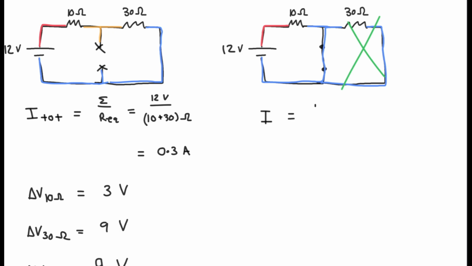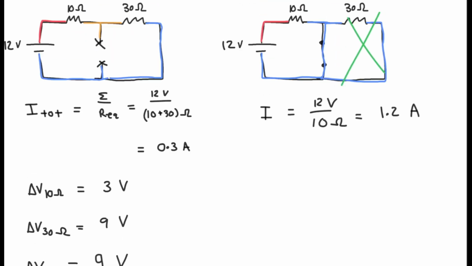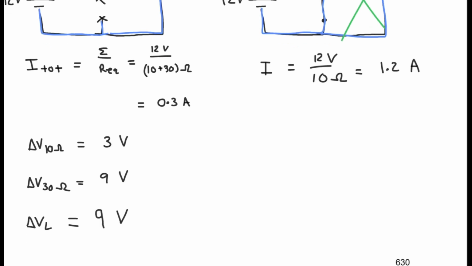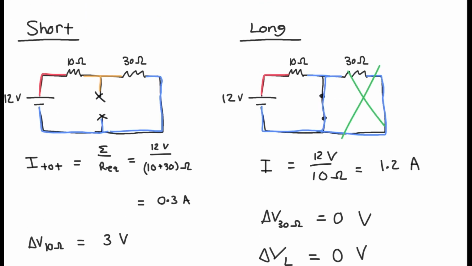So I would just be the 12 volts divided by the 10 ohms, which is 1.2 amps. So it drops all 12 volts, and as a result, delta V across the 30 ohm is 0 volts, and also there's no color change across the inductor at this point, so delta V across the inductor is also 0 volts. All right, so now we'll just circle these values.